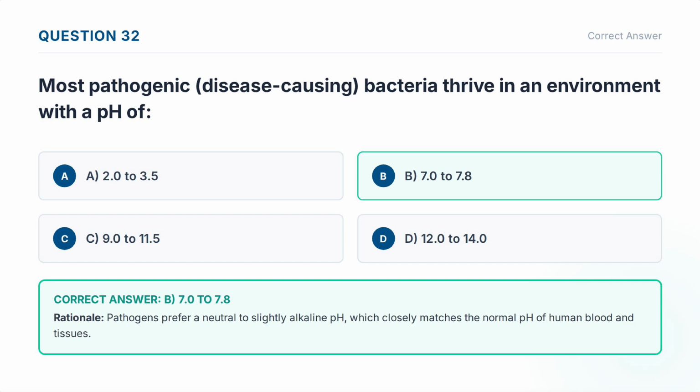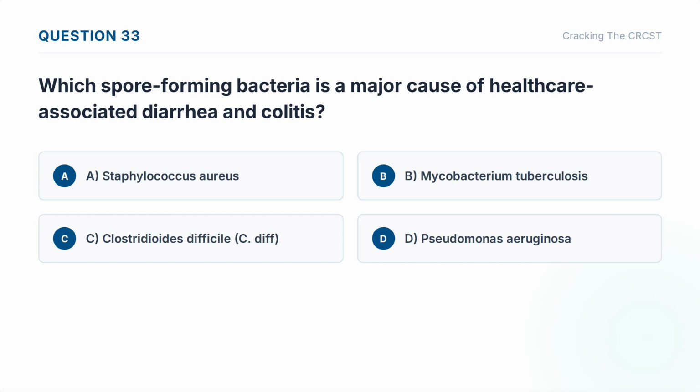Correct answer, B. 7.0 to 7.8. Rationale: Pathogens prefer a neutral to slightly alkaline pH, which closely matches human blood. Question 33. Which spore-forming bacteria is a major cause of healthcare-associated diarrhea and colitis? A. Staphylococcus aureus, B. Mycobacterium tuberculosis, C. Clostridioides difficile, C. diff, D. Pseudomonas aeruginosa.